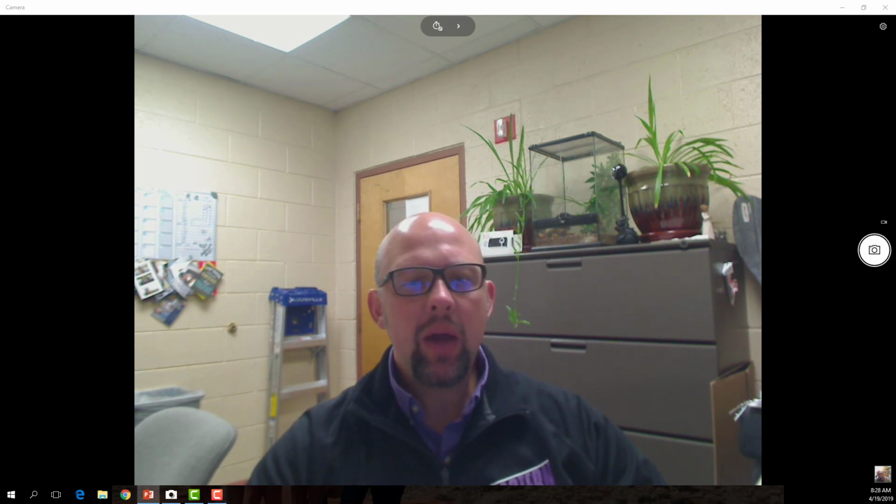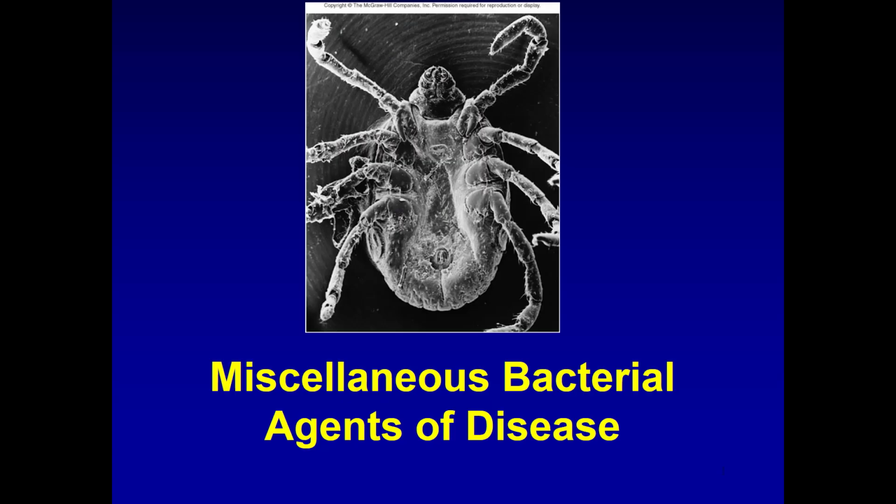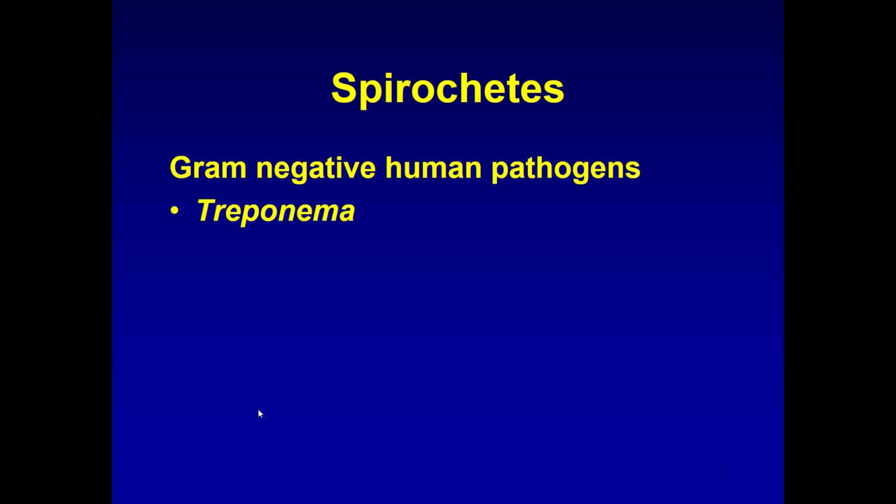So we'll zip through the miscellaneous bacterial agents of disease real quickly. And I know that we've seen a few of these, but that's okay. So spirochetes, remember, is the general term for all of those sort of spiral or corkscrew shaped bacteria. The gram-negative human pathogens are going to be Treponema, Leptospira, and Borrelia. There should be an I in there.